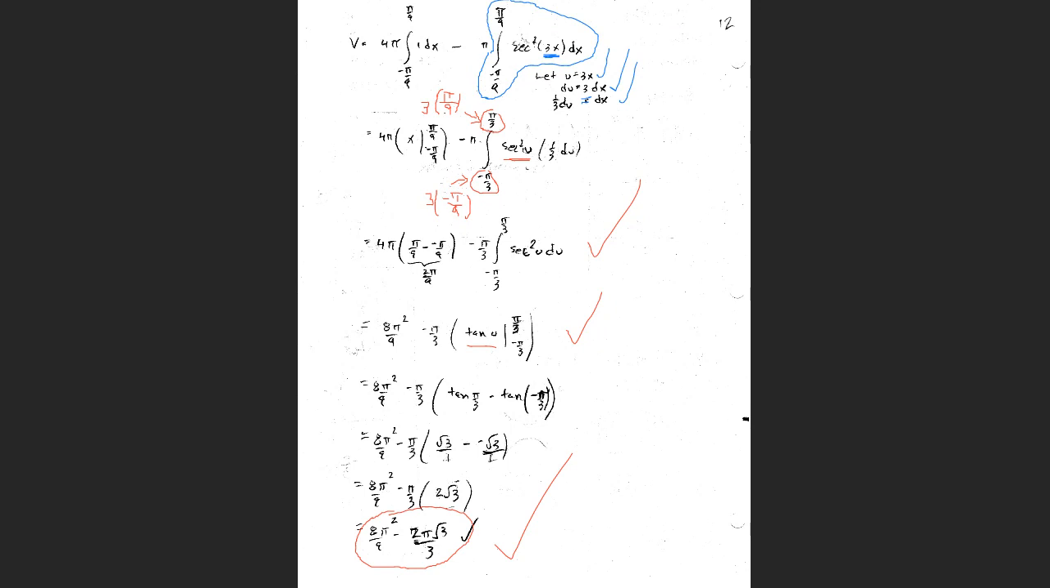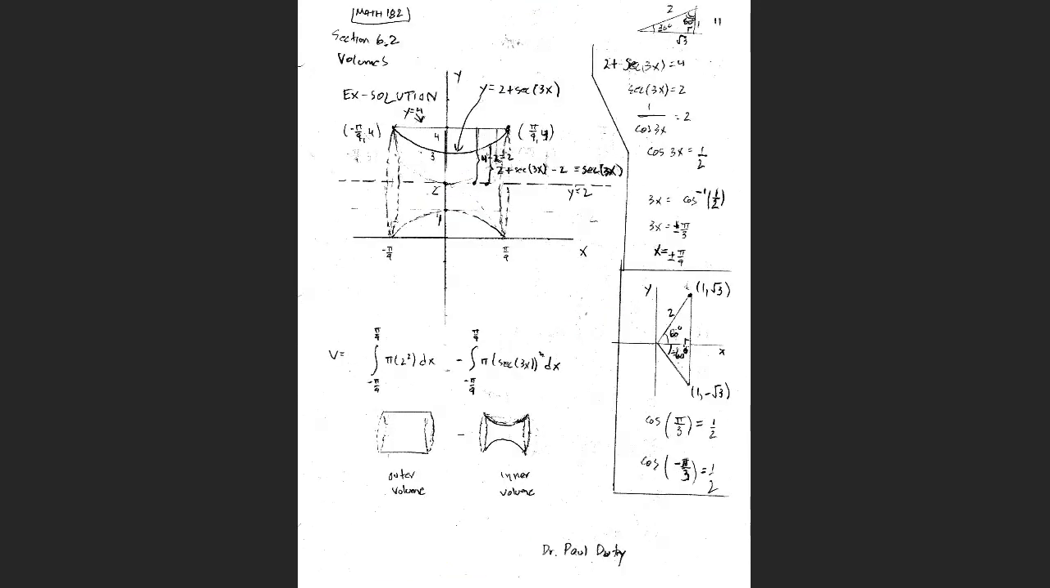Yes, Nathan. Was the lower bound always negative pi over 9? Or did that get changed, like on the first equation? Let me check. If we go back, hold on. Here, the lower limits were negative pi over 9. Yep. Okay, thanks. No problem. All right, please let me know if you have any other questions.